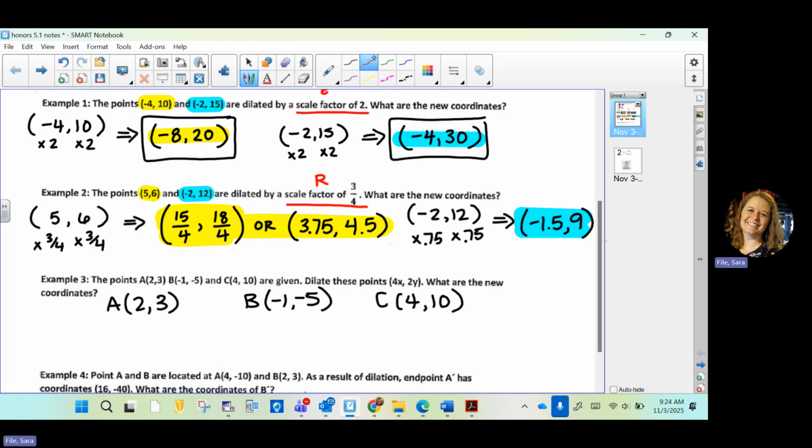And then they said that X is by 4. So all of my X's are going to be multiplied by 4. But all of my Y's are going to be dilated or multiplied or scaled, whatever terminology you prefer, by 2. So it's an enlargement of both the X and the Y, but the X is being enlarged more than the Y. Okay, so then my new A, B, and C.